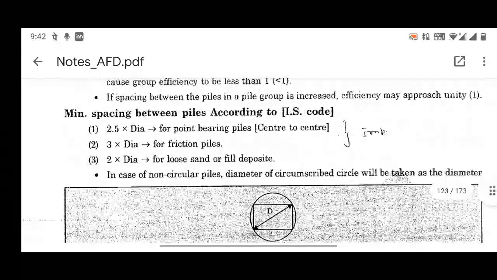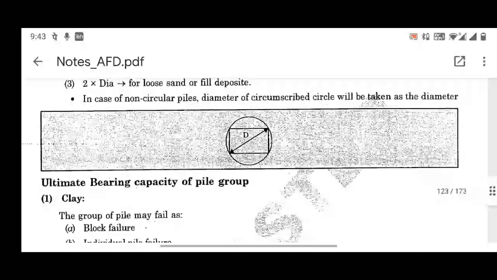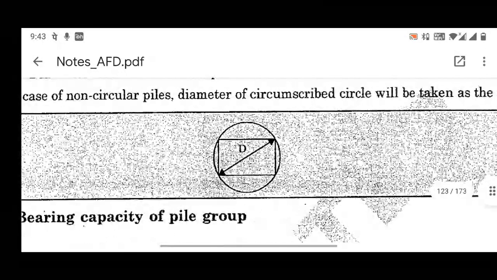Now if we have non-circular piles, then the diameter of the circumscribed circle will be taken as the diameter. Most of the time you will find that you have non-circular piles, right? So if you have a non-circular pile, then, as shown in the figure, you have to consider a circumscribed circle, and the diameter of that circumscribed circle will be taken into account as the diameter of the individual pile.